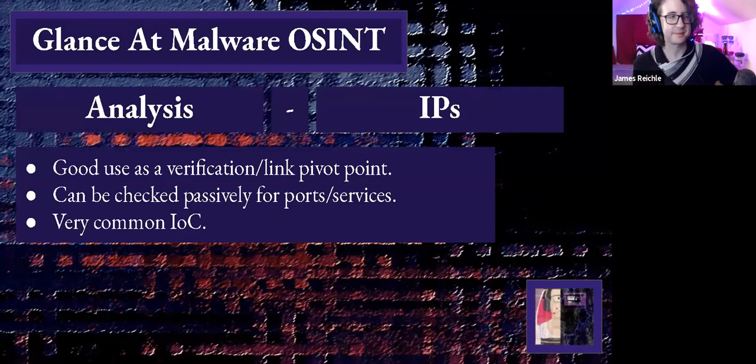Let's see. We've got analysis of IPs. We've got, again, a very common indicator of compromise. If you're looking at domains as an indicator of compromise, the next most common thing aside from file hashes is going to be IP addresses. If you're looking at threat intelligence or reports, you're going to see IPs. Also, domains are resolved to IPs at the end of the day. So they can be good use as a verification link or pivot point.